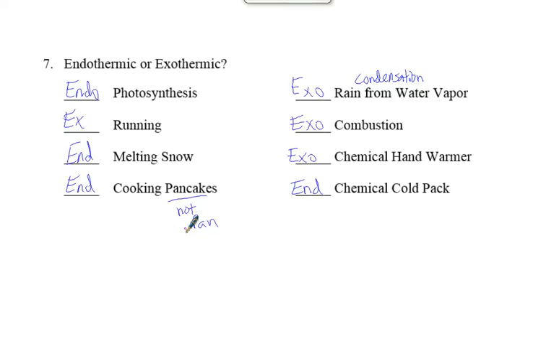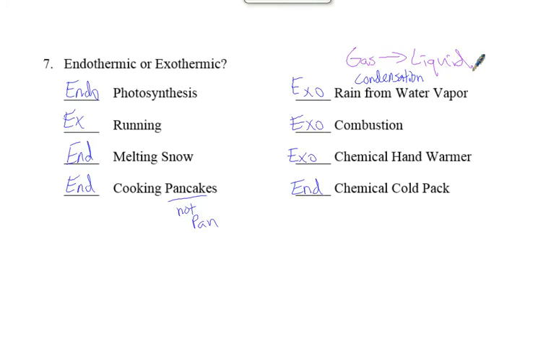Rain from water vapor. Some people don't understand this. But let's just rewrite this as condensation. If you take a gas and you turn it into a liquid, you're not putting energy in, you're taking energy out. If you want to turn a liquid into a gas, you'd put it in. If you take the energy out, you're turning it back, you're condensing it. This is exothermic, getting rain from water vapor.